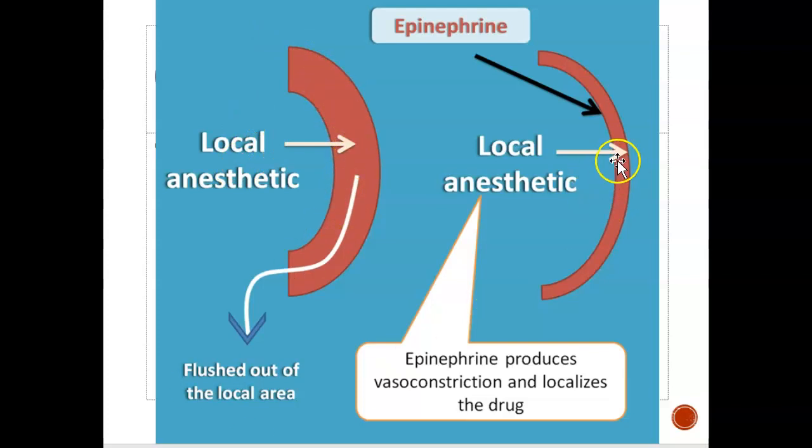But if you have epinephrine, notice how the blood vessel is now constricted. Here it's big, but here it's smaller and constricted. That's better because now the local anesthetic will stay here for a longer period of time. And when it stays there longer, you'll feel numb for a longer period of time, and that's what we want. We don't want the numbness to go away really fast. We want the drug to stay there so that we can feel numb for longer.